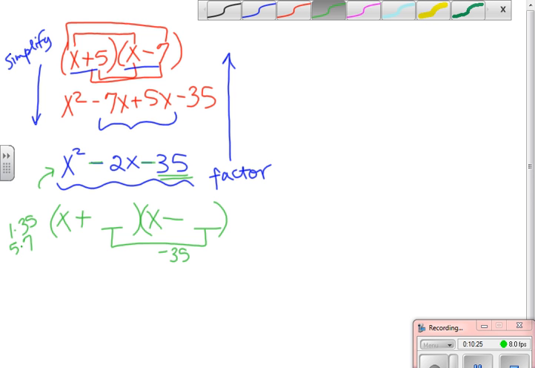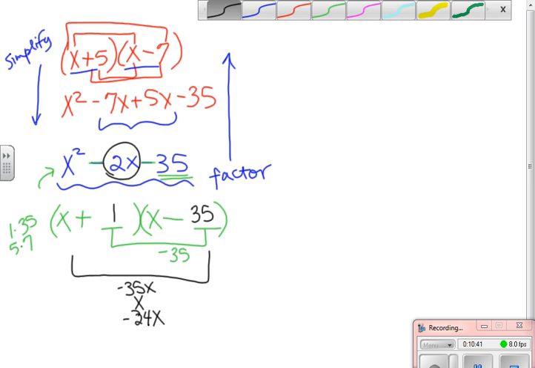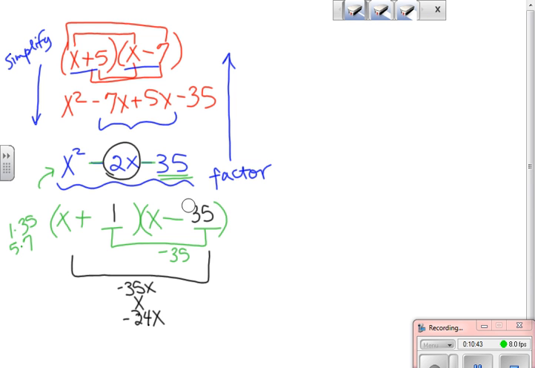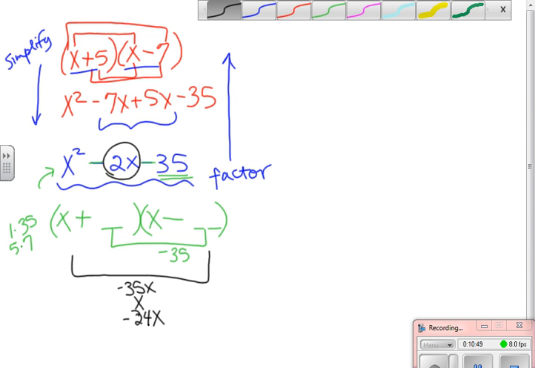Now in the old days of trial and error, we would put the 1 in here and the 35 in here, and then we would check. Outside, minus 35x, inside, x, well that leaves me minus 34x, which isn't anywhere near 2. And so that isn't going to work. And even if I switch them around, I'm just going to get a positive 34. So then I know that I need to try, well, let's put 7 and 5 in here.